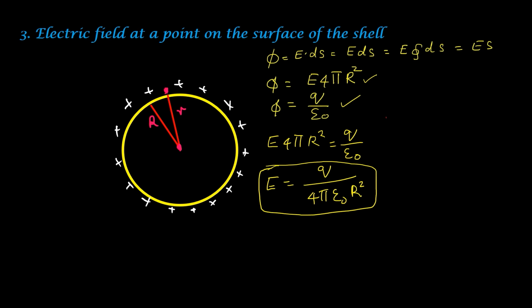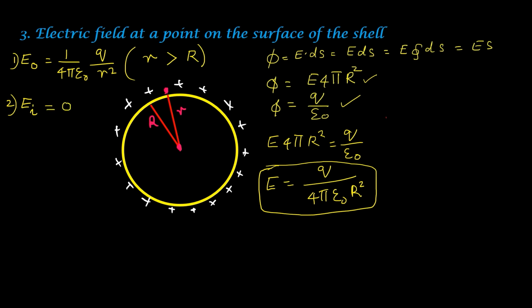Compare the three cases that we have seen. Number 1, electric field at a point outside the shell, Q by 4 pi epsilon naught small r square. We will rearrange this: 1 by 4 pi epsilon naught Q by small r square. Here the distance of the point, small r, is greater than the radius of the sphere, capital R. Second case, electric field inside the shell is equal to 0. Small r is less than capital R.